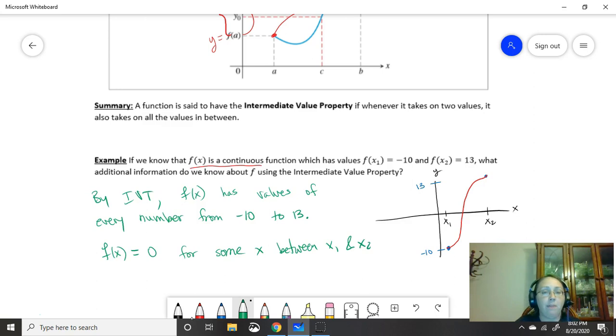Oh yeah, I should have said that here. By the intermediate value theorem, f of x has values of every number from -10 to 13 from x1 to x2. All right, so that's kind of cool. Basically, we're saying here the function crosses the x-axis. And again, we're going to see this again on the last unit of this course, so it'll come back, but I just wanted to bring it back and remind you of this in this section.